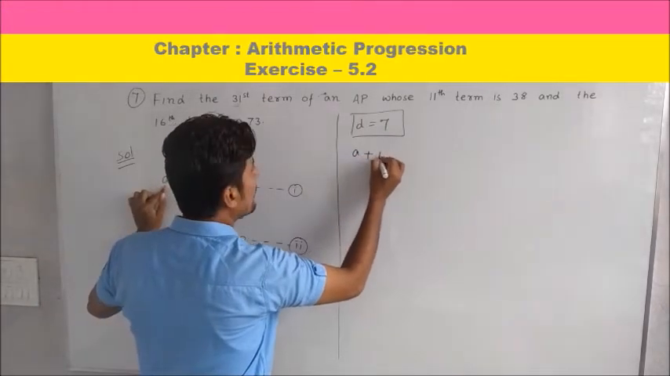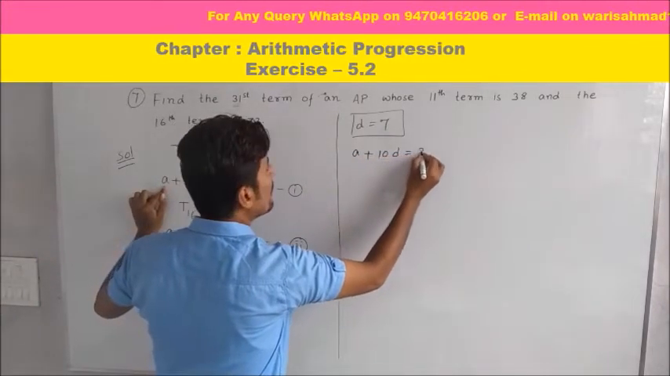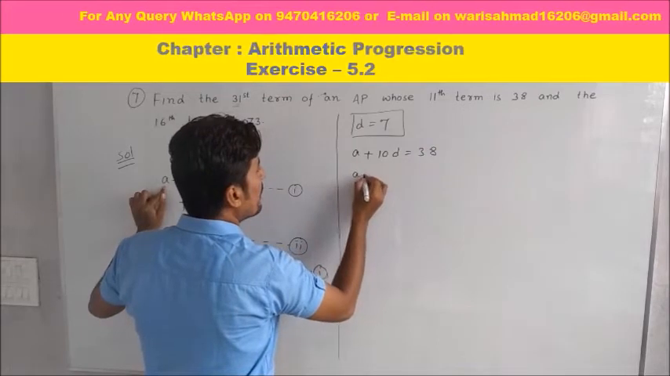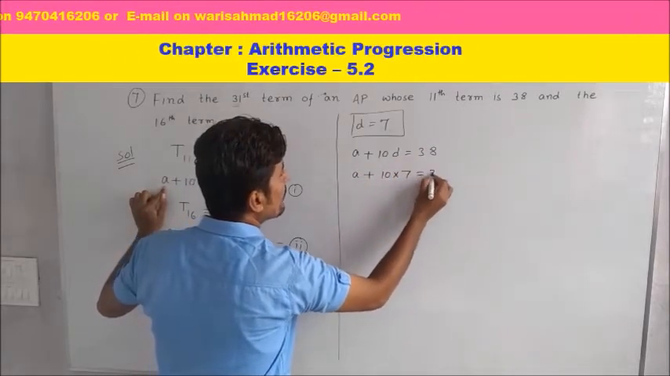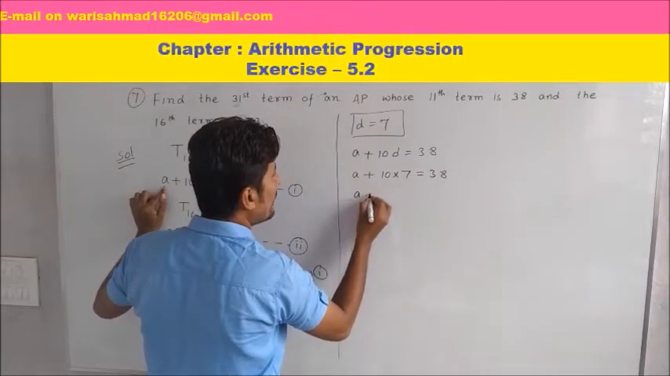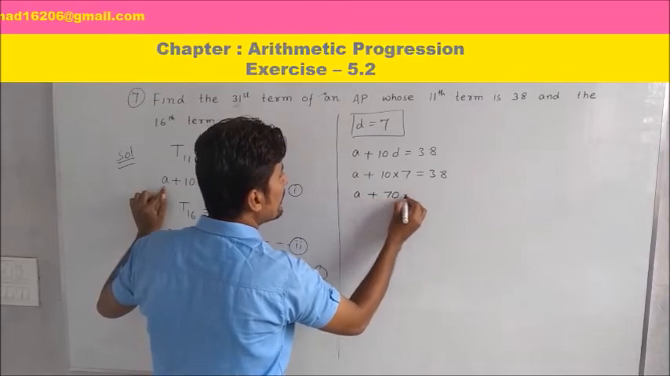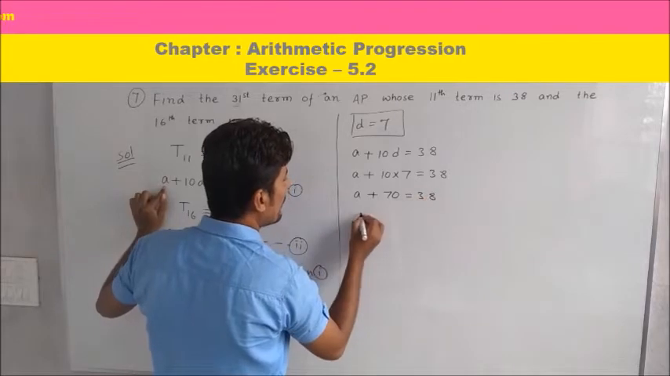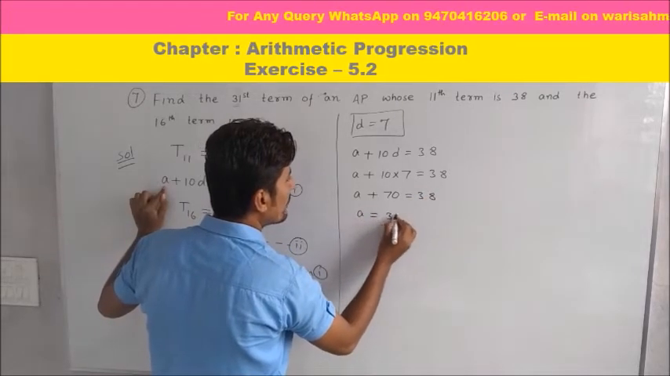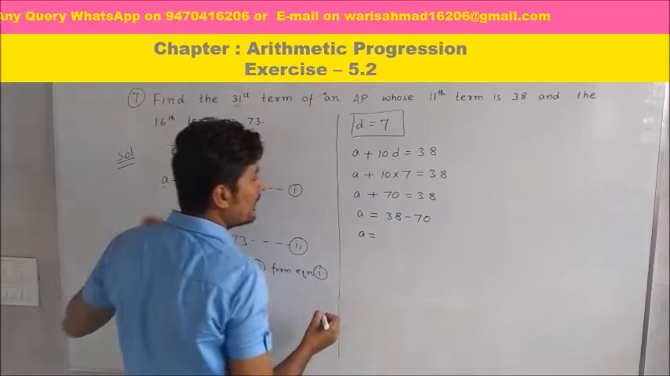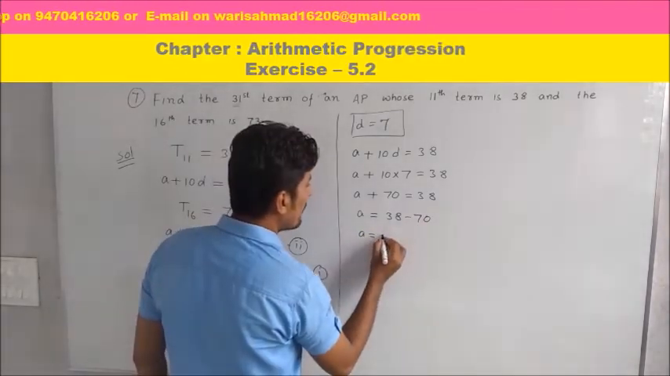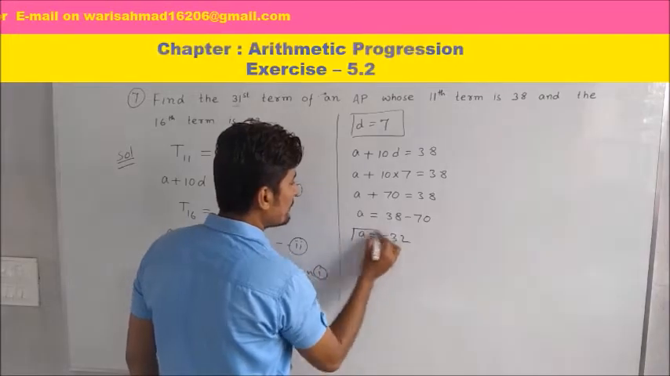a plus 10d equals 38. a will be as it is, 10 multiplied by d. The value of d is 7, equals 38. a plus 70 equals 38. So the value of a will be equal to 38 minus 70. Finally we can write here a equals minus 32.